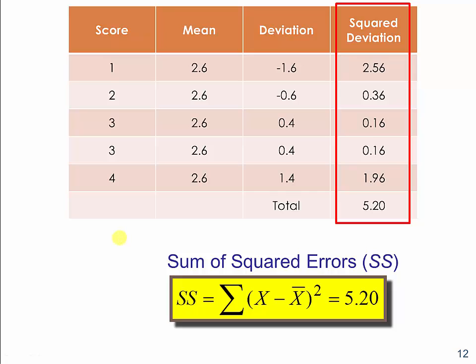And as we discussed, if we added the deviations without squaring them, the deviations would cancel out because some are positive and some are negative. When we sum the squared deviations, however, we get the sum of squared errors, and we don't have the problem of them canceling each other out because they all are positive when you square them.